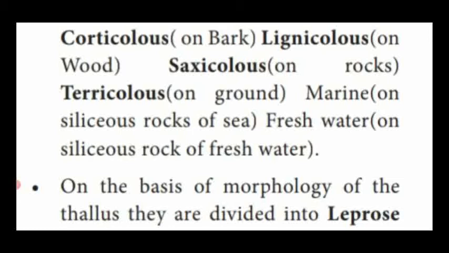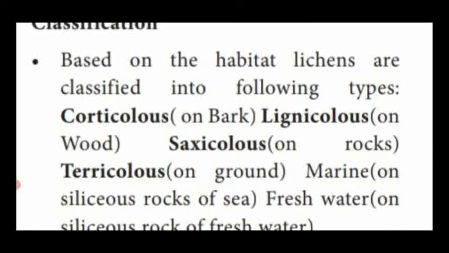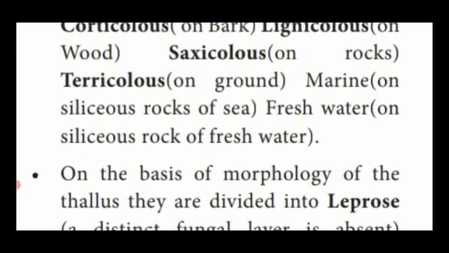Another lichen lives on fresh water, on the siliceous rock of fresh water. So these are all the different classifications of the lichen based on the habitat: corticolous, lignicolous, saxicolous, terricolous, marine and freshwater.